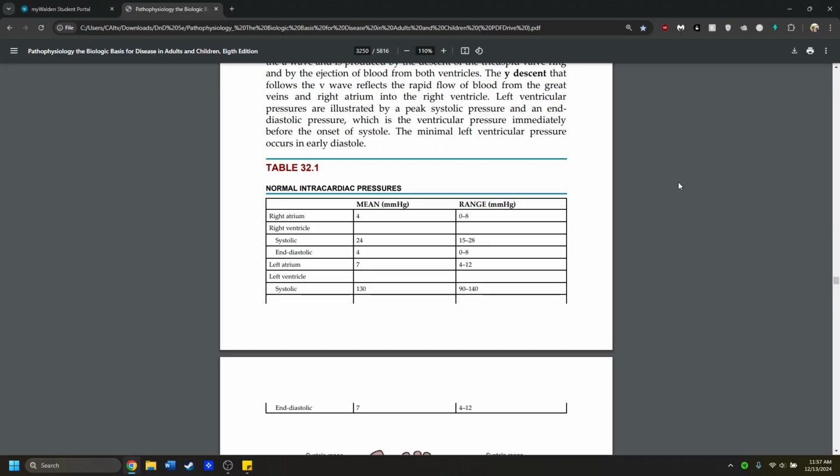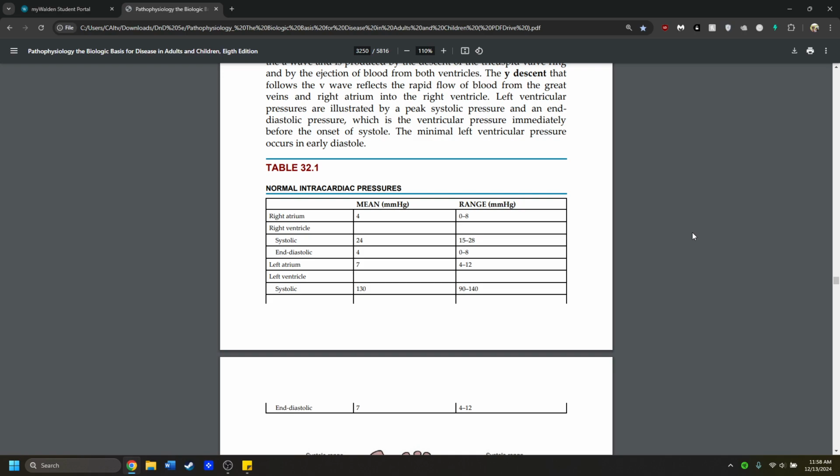So we have some intracardiac pressures. The right atrium, its normal range is anywhere between 0 and 8. And the right ventricular systolic mean is 24, but ranges anywhere between 15 to 28. And its end diastolic is anywhere between 0 to 8, with a mean of 4.